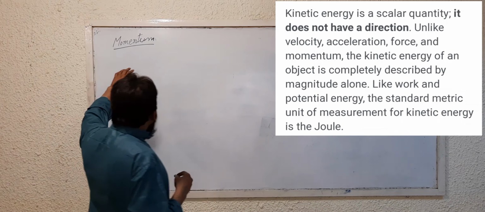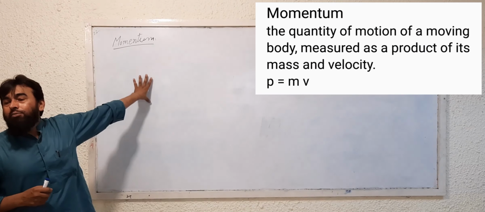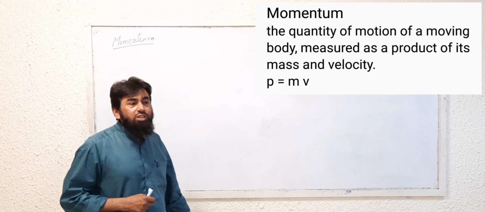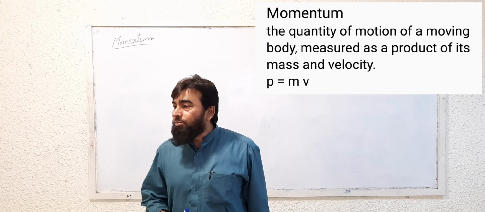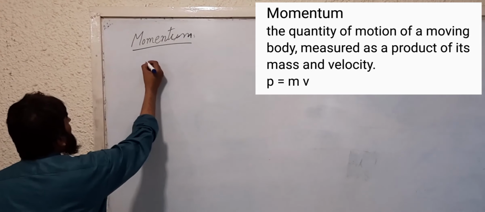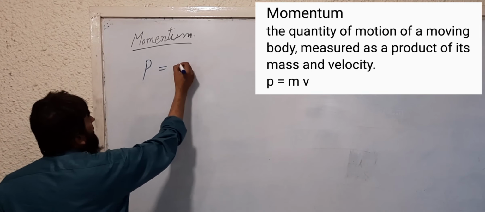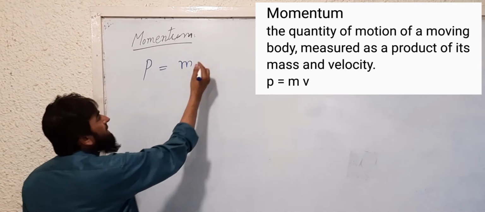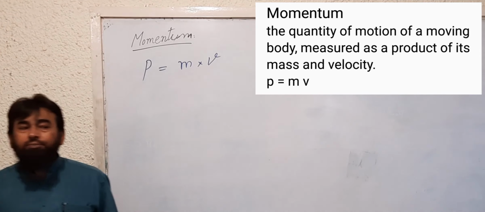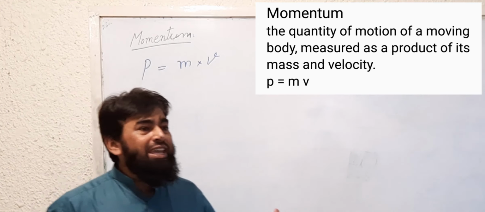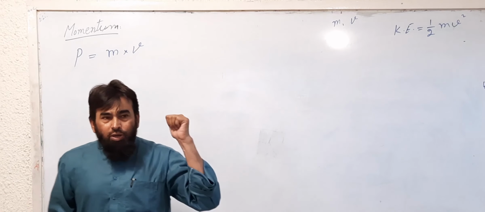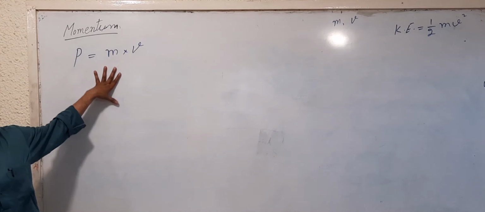Now, momentum. I told you that momentum is the quantity of motion in a body. We say quantity of motion of the body, and it can be calculated by multiplying mass and velocity. If momentum is represented by P, then P equals m, the mass of the body, into v, the velocity of the body. Multiplying these two gives the formula for momentum. It has direction, so remember this, it is a vector quantity.